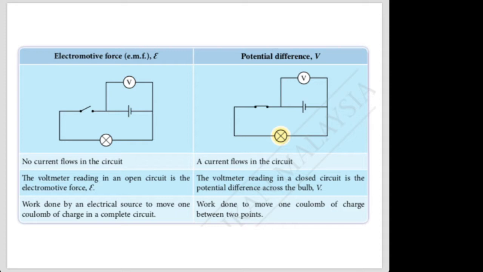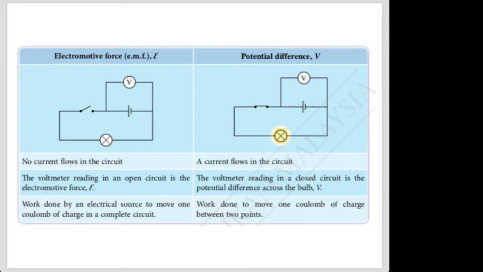Now, the potential difference is work done to move 1 coulomb of charge, again very similar, between 2 points. So the difference is that when you're calculating potential difference or voltage between 2 points, it does not necessarily have to be between the 2 points of the battery. It can be 2 points anywhere within the circuit. Now, if those 2 points happen to be the 2 points of the battery, then yes, you should get the same reading for potential difference and electromotive force, because you're using the same 2 points.